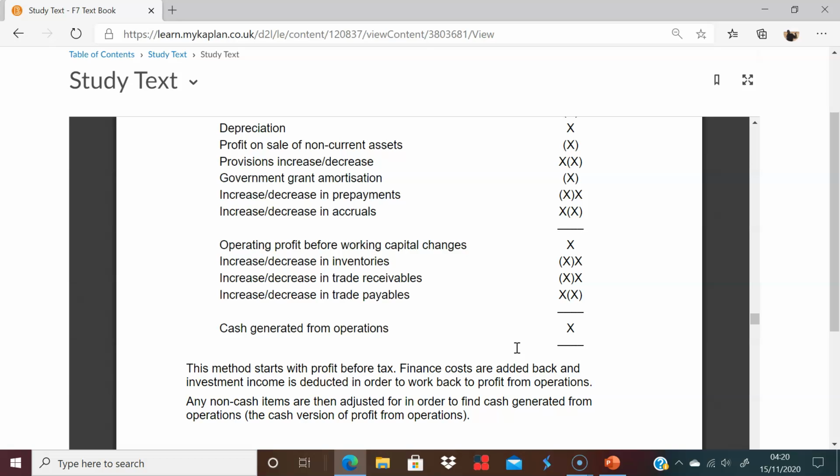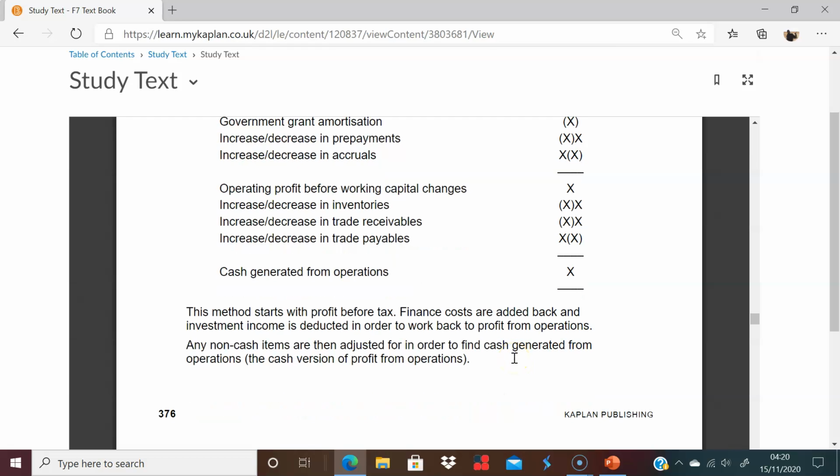Right, and then of course we have our three working capital things which I talked about: increase or decrease in inventory. Please watch the video. The key point now is what happens when we have an increase in inventory, money's going out. When we have a decrease, money's coming in. When we have an increase in trade receivables, money's going out. When we have a decrease, money's coming in. When we have an increase in trade payables, money's coming in, and when we have a decrease, money's going out. So I talk about that in the earlier videos.